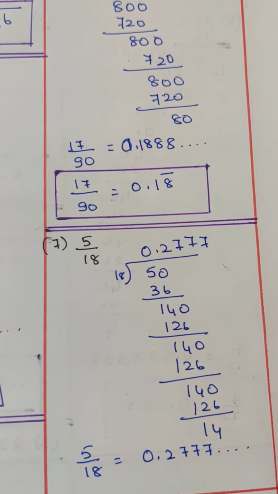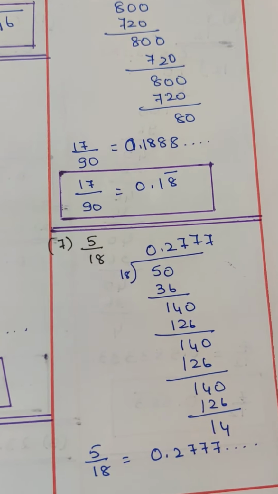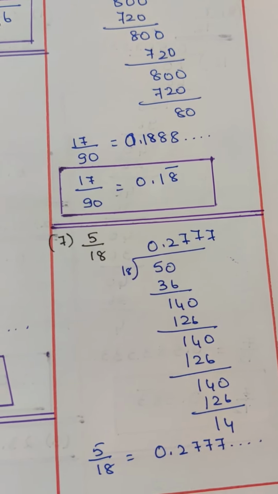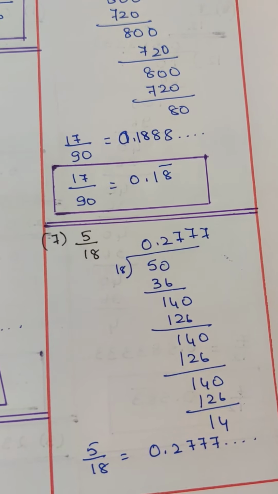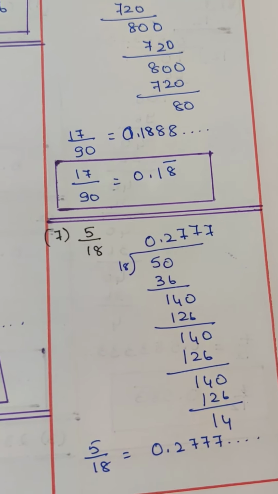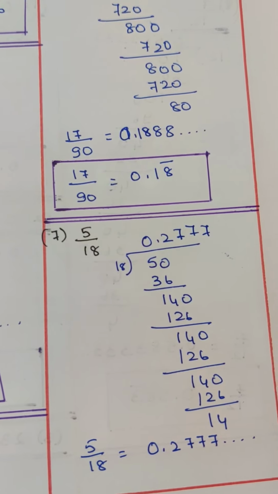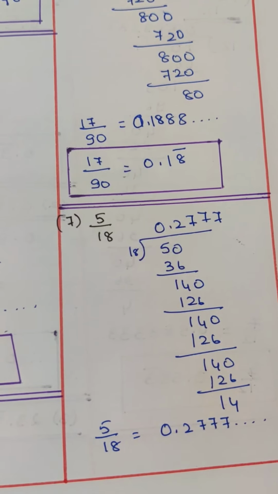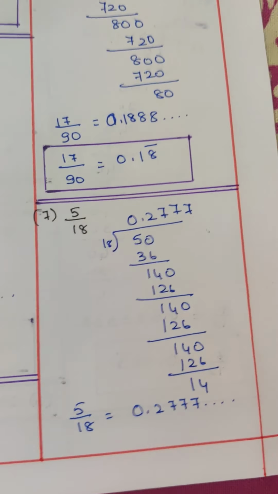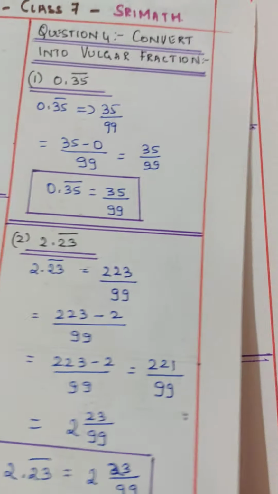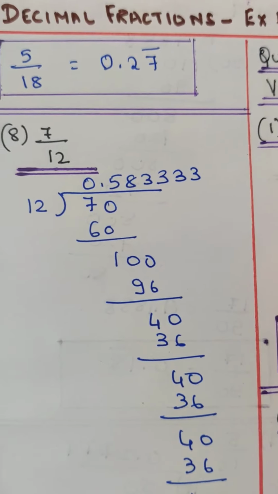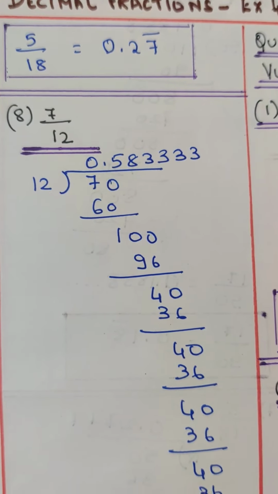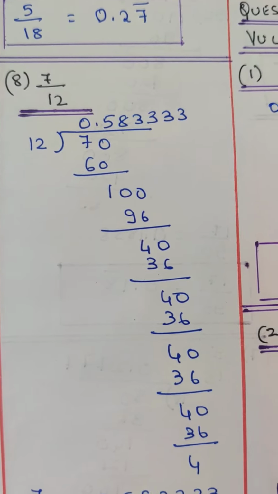Now the seventh one, 5 by 18, and again you put a point in the quotient. 18 2s are 36, 14 is the remainder, 18 7s are 126, 14 is again the remainder, and it goes on. So 7 is recurring. So 5 by 18 is equal to 0.27777. I can just put a bar only on 7. Therefore 5 by 18 is equal to 0.27 bar. Hope this is clear.